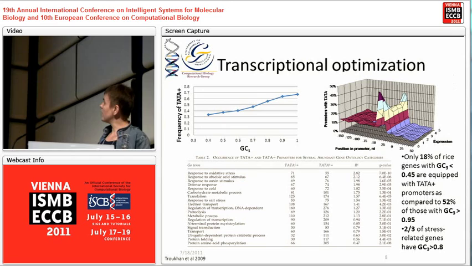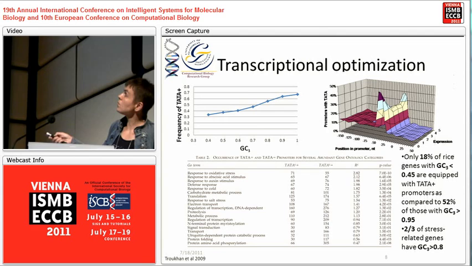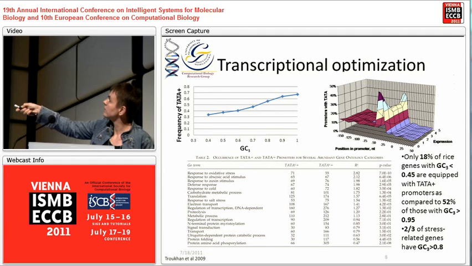If you look then at the dependency between GC3 and TATA box, you find that there is also a correlation. Genes that have high GC3 are most likely to have a TATA box. If you look at the two extremes, and take genes that have GC3 below 0.45 and compare them to those at the other end of the spectrum above 0.95, you get a huge difference in the prevalence of TATA boxes. Over here 18%, over there 52%.